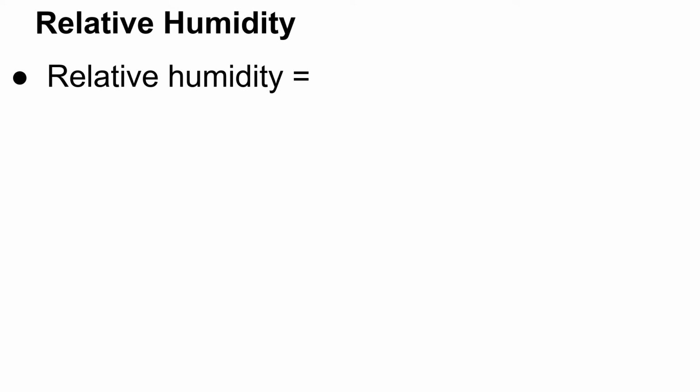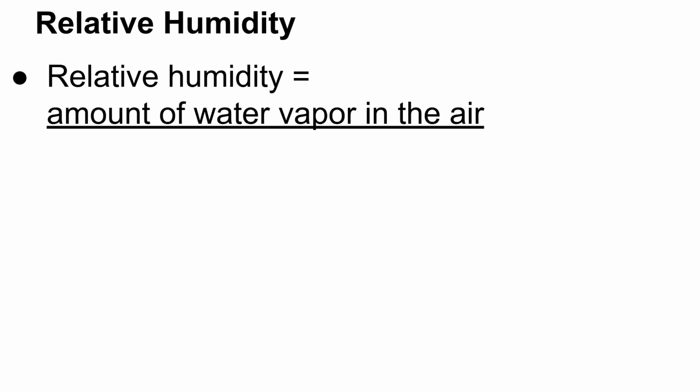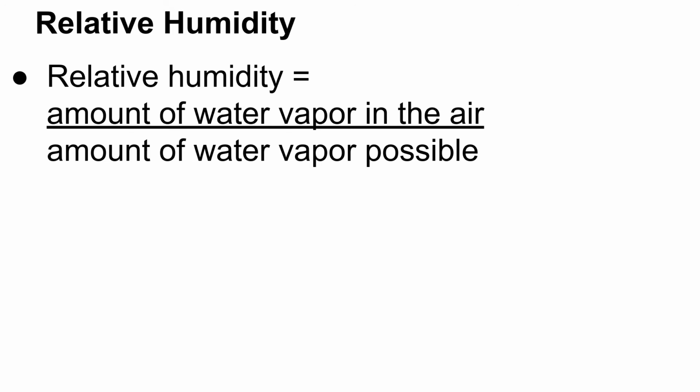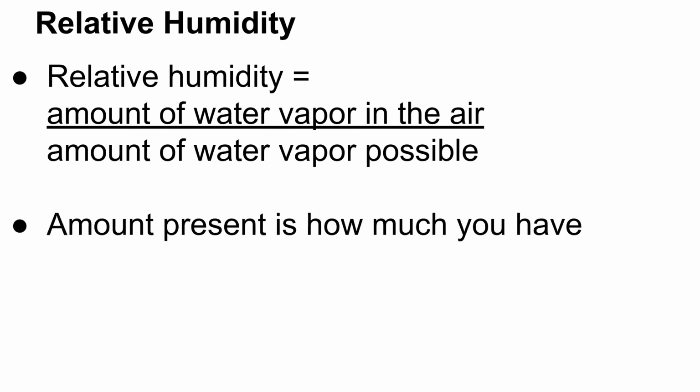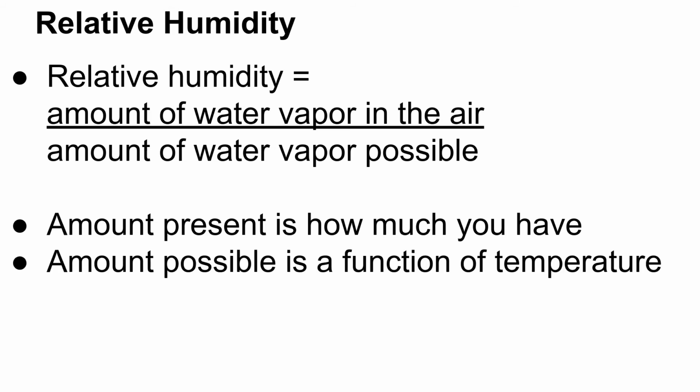Speaking of expressions of humidity, relative humidity is the third. So we saw specific humidity and maximum specific humidity. We saw vapor pressure, and now we've got relative humidity. Relative is related to something else, right? So it's how much water vapor is present, how much do you have, compared to how much you could have, expressed as a percent. So the amount present is how much you have. The amount possible is just a function of temperature. So you'd have to look it up on the table, or I'd have to give it to you.